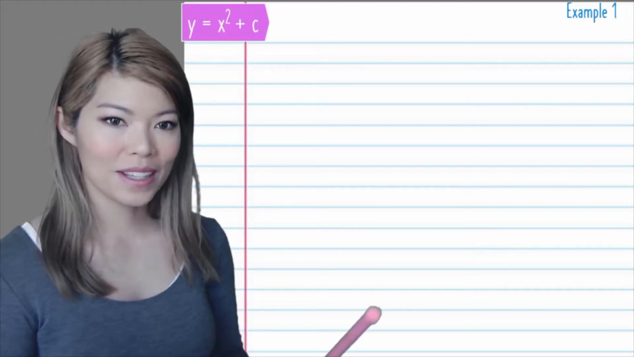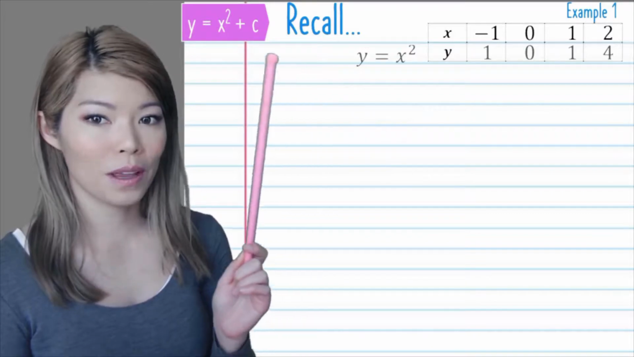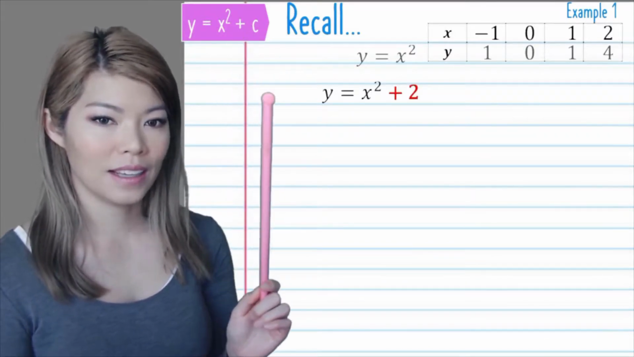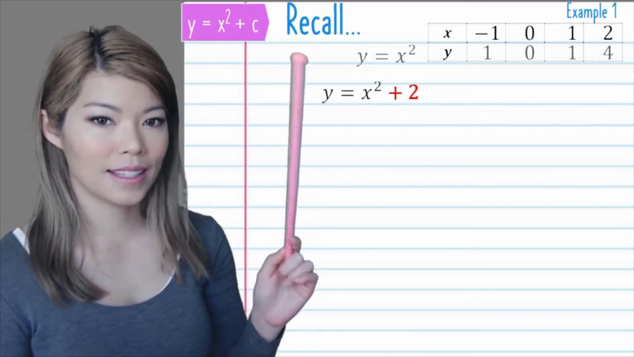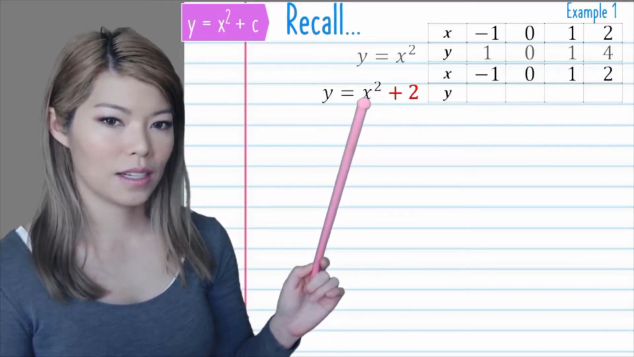So in the previous example, we had a look at y equals x squared, and we're going to use that to compare what happens if we add c to it. So let's say we add 2. So let c be equal to 2. What happens to our values? So x squared plus 2.